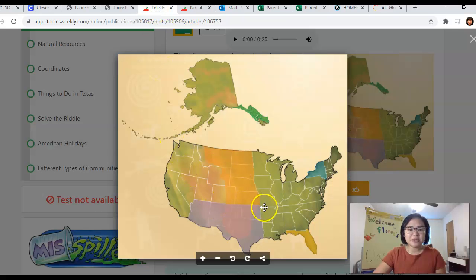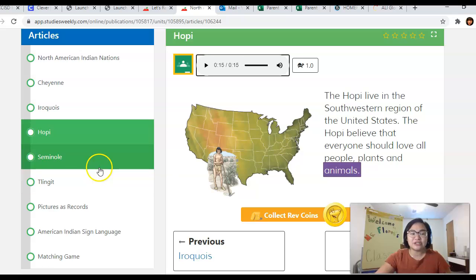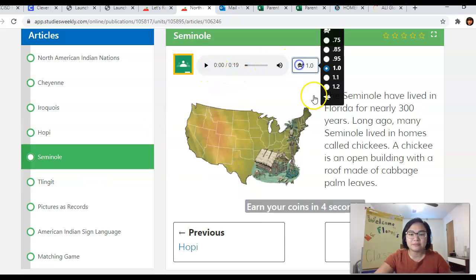All right, so where did the Hopi live? They lived in this purple area down here. That's Texas. So we may have already had some Hopi Native American tribes that have lived in this area. Let's go ahead and go on to our last two Native American nations.